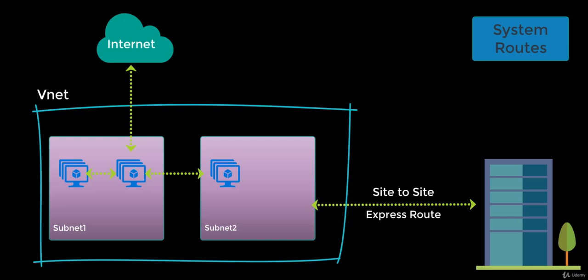They are assigned to each subnet in a virtual network. You cannot create system routes, you cannot remove the system routes, but you can definitely override those system routes using something called custom routes or user defined routes. Azure creates default system routes for each subnet and adds additional default routes to specific subnets or every subnet when you use specific Azure capabilities.